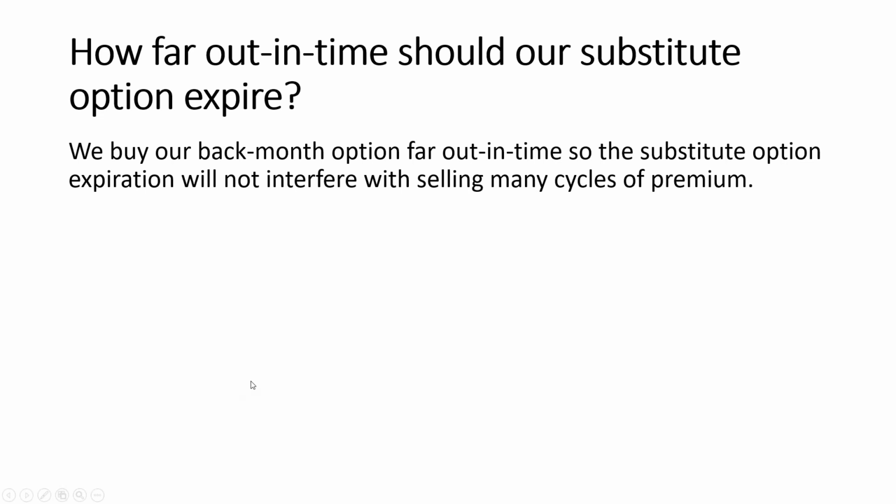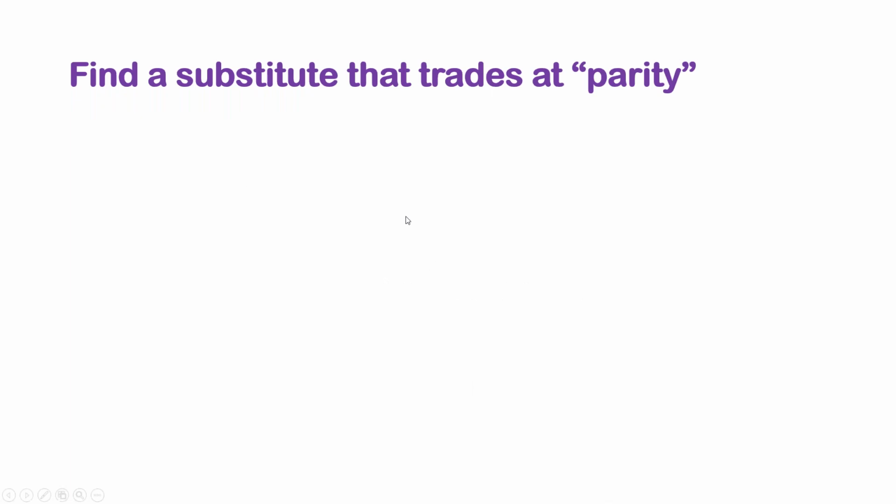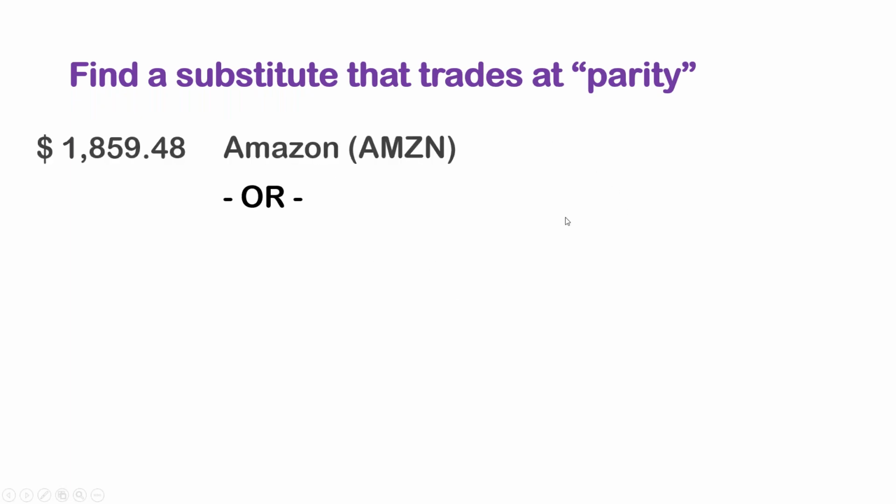So we go far enough out in time, and a lot of the time there's nice liquidity in the LEAPS. So right now we're just at the amount of time where we have to think about moving past this. But right now we're using the January 2020 LEAPS. LEAPS are long-term equity anticipation securities, basically options that expire the third Friday of January. So let's find a substitute that trades at parity.